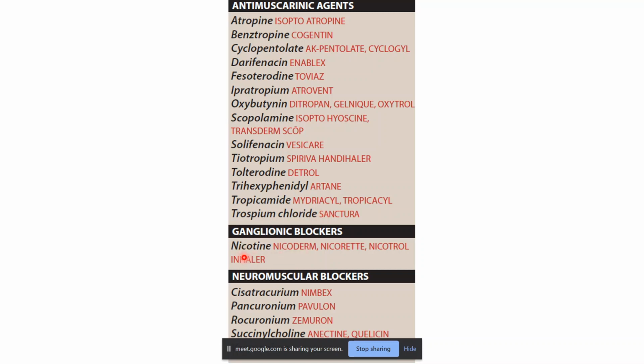So the ganglionic blockers include mostly nicotine. Nicotine is a component of cigarette smoke, and nowadays transdermal patches with nicotine are used in smoking cessation programs. And ganglionic blockers are non-selective. They inhibit the sympathetic and parasympathetic effects, and that is why the clinical application is very limited.